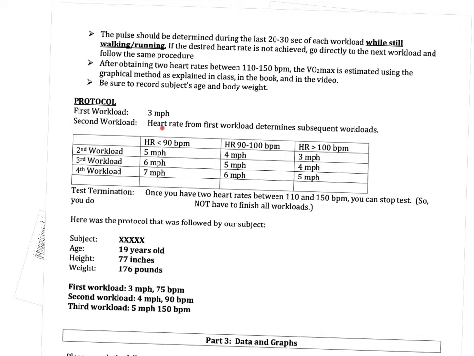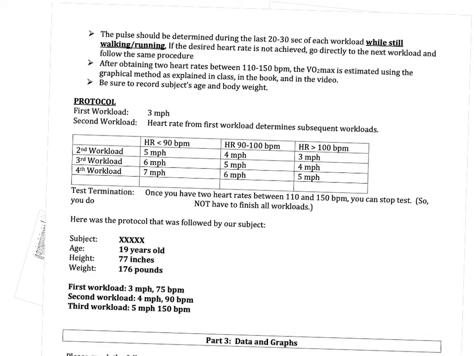Because if a subject is really fit, we don't want them to follow this workload here. We want them to follow a workload that's going to get their heart rate up to around 150 beats per minute, but we don't have to go through 6 or 7 workloads to do that. So we take this heart rate in this first stage at 3 miles per hour to help us better determine which protocol and how quickly to increase the intensity of their workload. So that's why we do that.